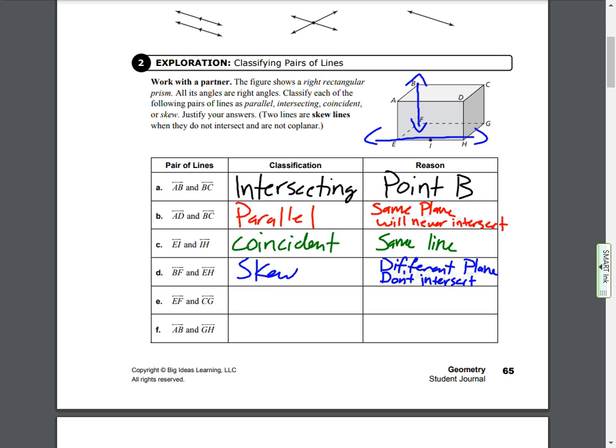Okay. Part E says line EF, which is right here, and line CG, which is right here. Again, those are two lines not on the same plane. They don't intersect. They're not parallel. They're not coincident. So again, they are skew, and my reason is the same as the one above.